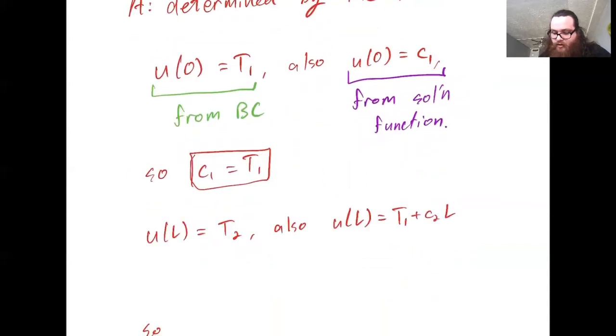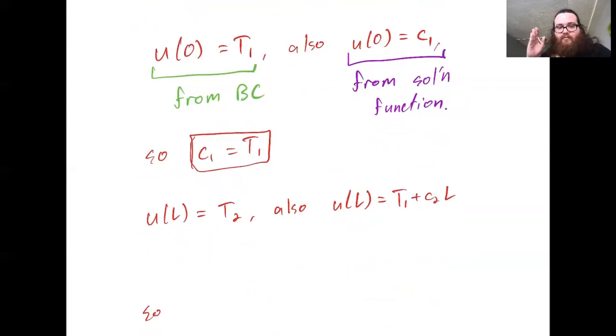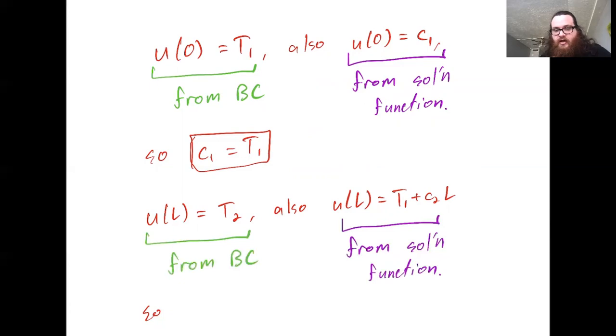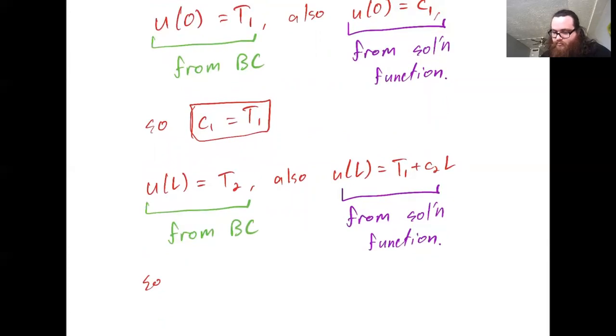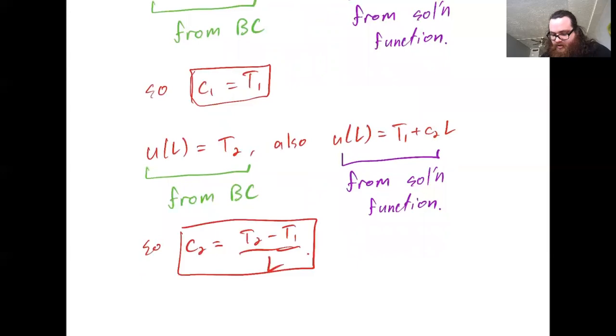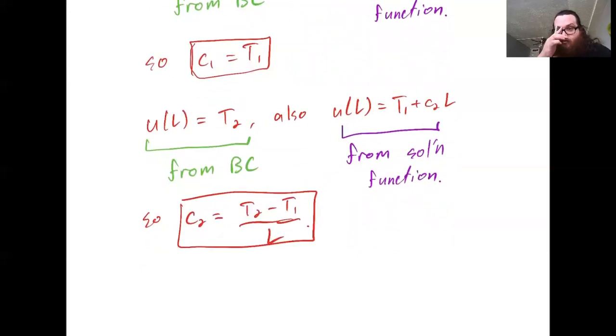So what else? We also have information about the right endpoint of the rod at x equals L. U of L is equal to T2, from the boundary condition. We also can say that U of L is equal to T1 plus C2L, and that's coming from the form of the solution function, and from what we already discovered up here. So taken together, T2 is equal to T1 plus C2L. Bringing things together, the second constant is going to be the temperature difference between the two endpoints divided by this scaling constant, L.